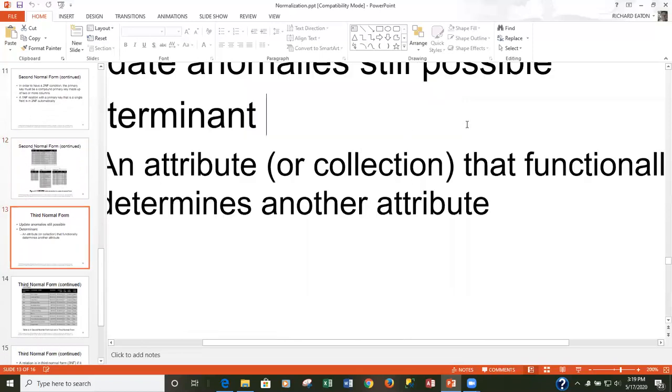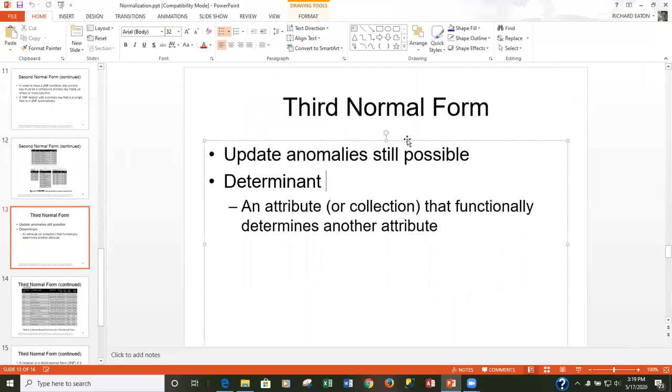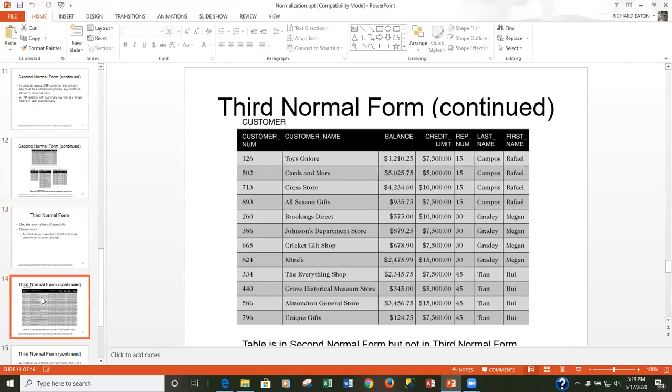Third normal form. In third normal form, update anomalies can still exist. That's when we have the situation when an attribute or field or a column functionally determines another attribute in that column. Or a better way to say it is if we have a non-key column that functionally determines another non-key column. Here's an example. In the customer table, customer number is a primary key, and the rest of these columns are non-key columns.